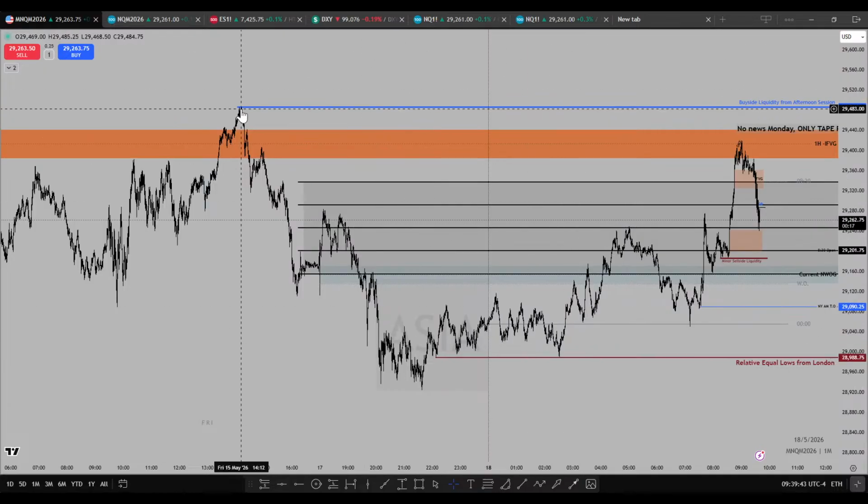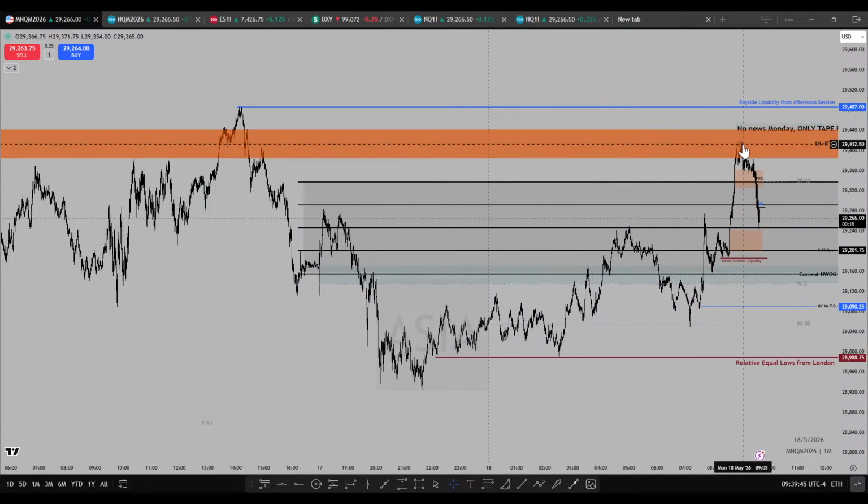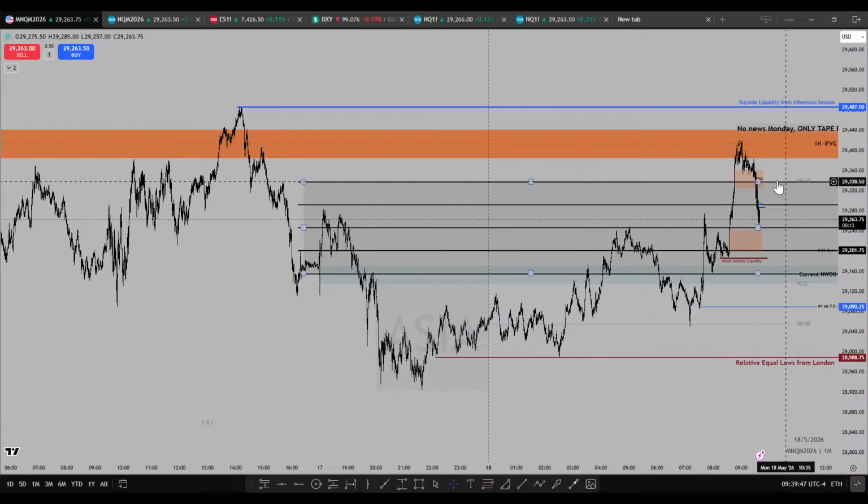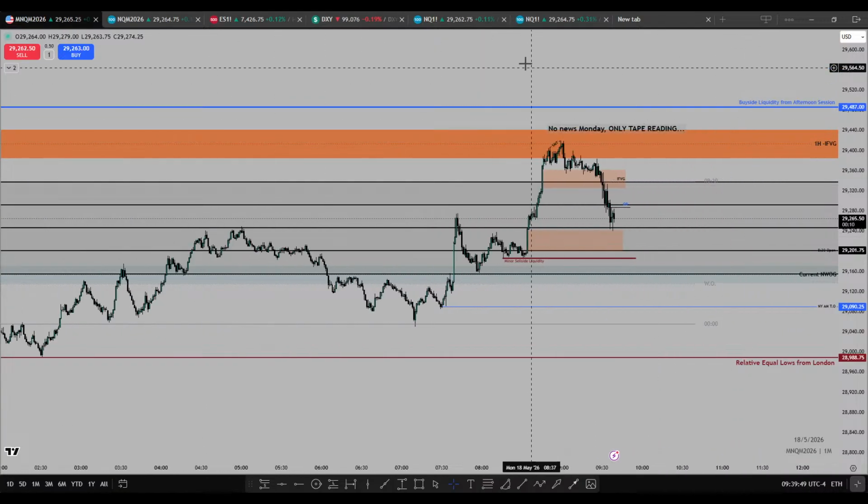Yeah, we reached into a premium of the dealing range, optimal trade entry, buy side taken, 1 hour inversion right there.